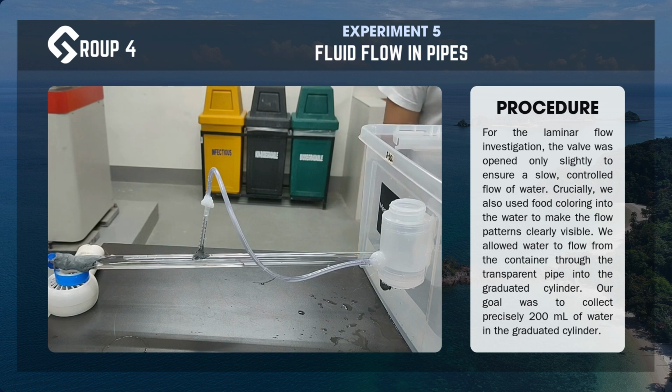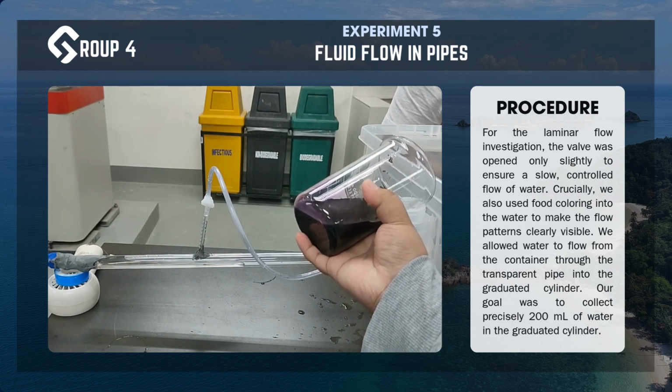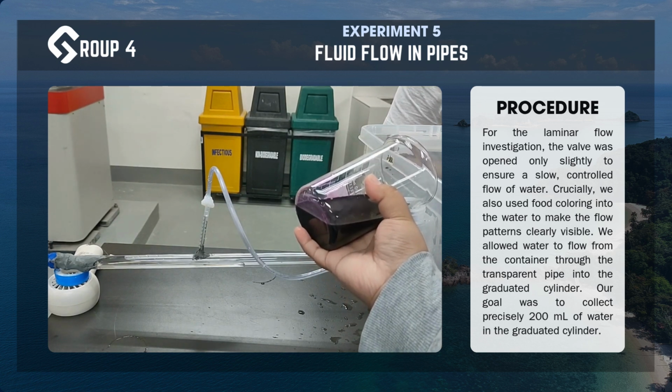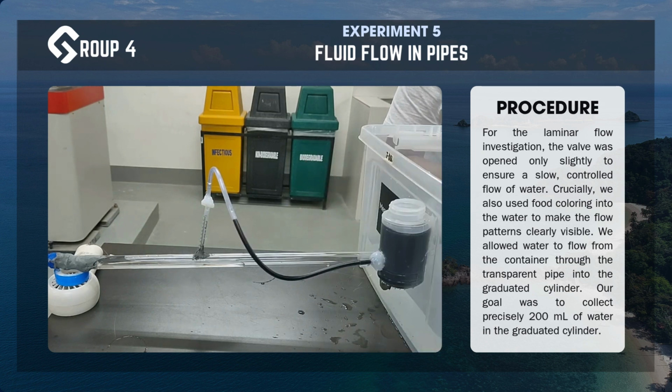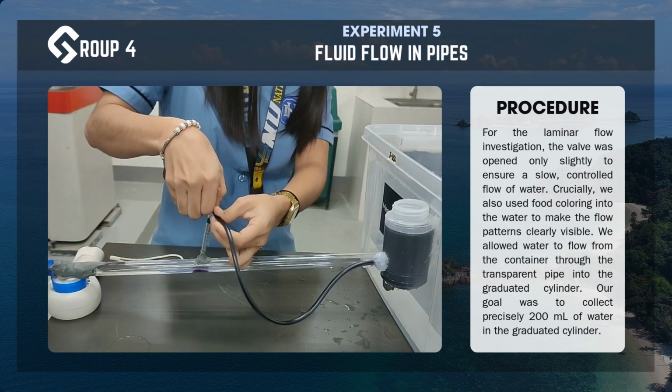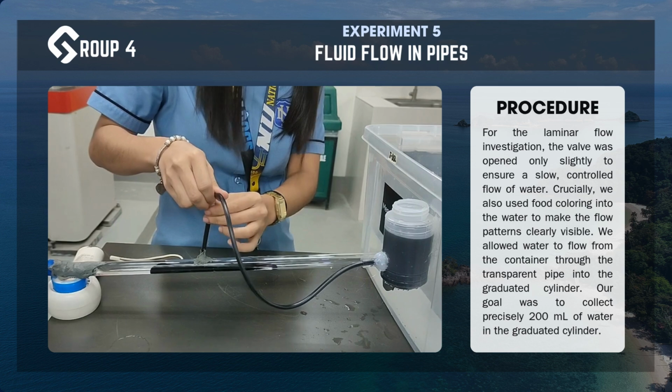For the laminar flow investigation, the valve was opened only slightly to ensure a slow, controlled flow of water. Crucially, we also added food coloring into the water to make the flow patterns clearly visible. We allowed water to flow from the container through the transparent pipe into the graduated cylinder. Our goal was to collect precisely 200 ml of water in the graduated cylinder.